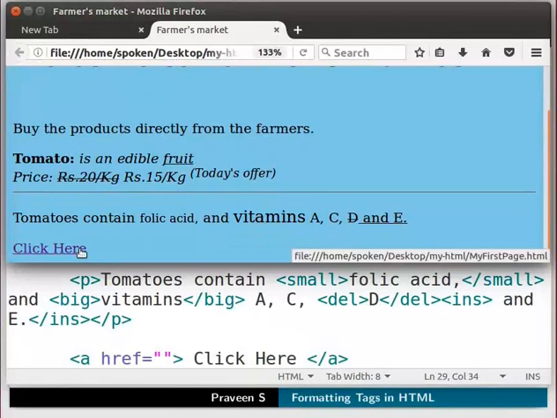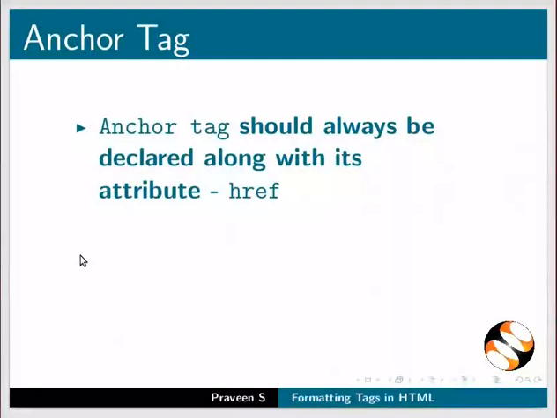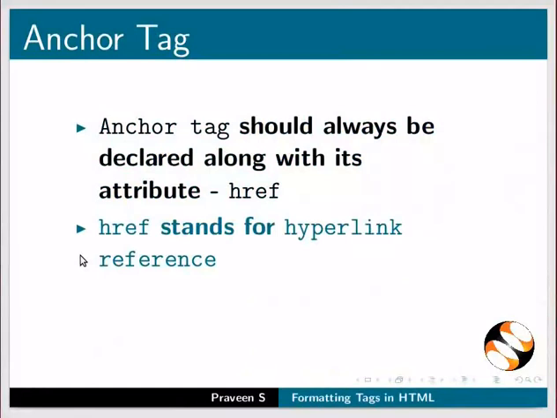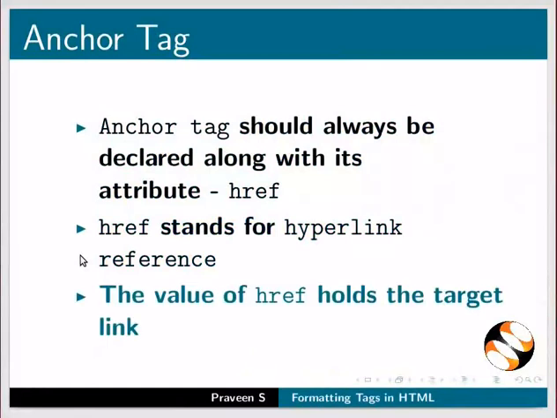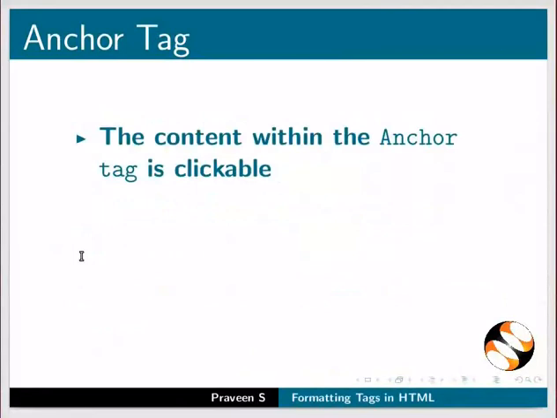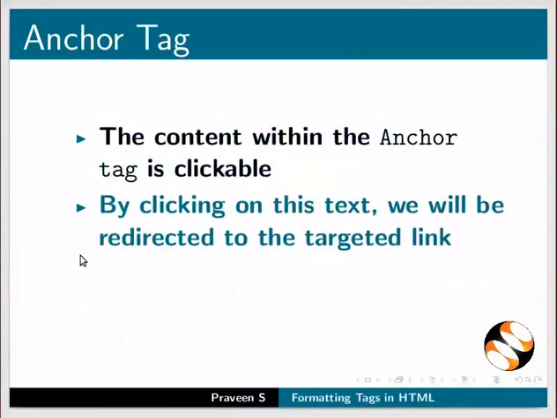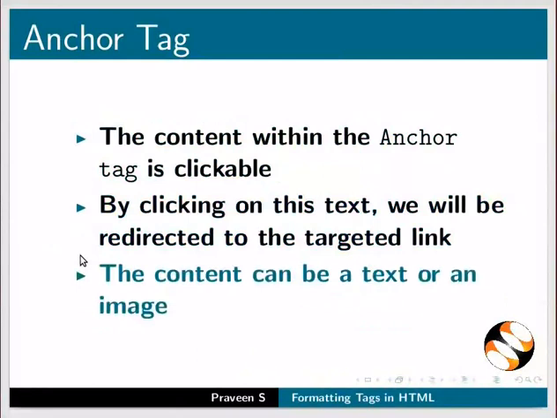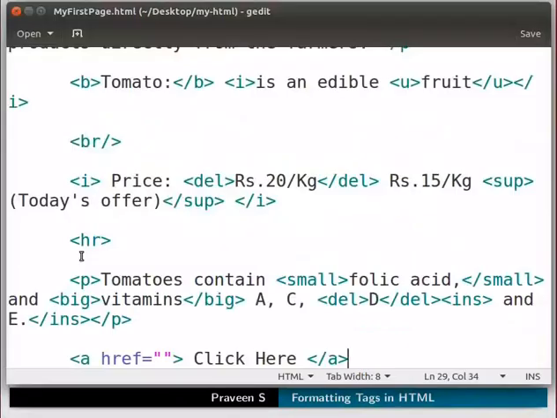Let's switch to the editor and type the following code after the second paragraph tag. Then save the file. Switch to the browser and refresh the page. Here we can see the new text "click here" is displayed. The text appears to be hyperlinked, and when we hover the mouse, the cursor changes into a hand icon. But when we click on it, nothing happens. Let's find out why that is so.